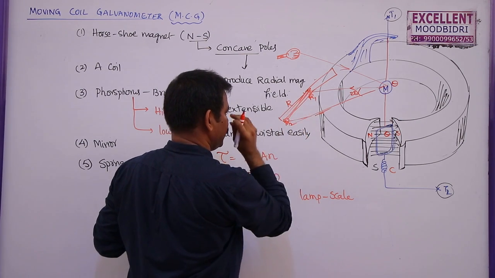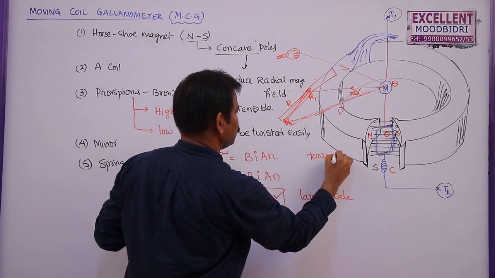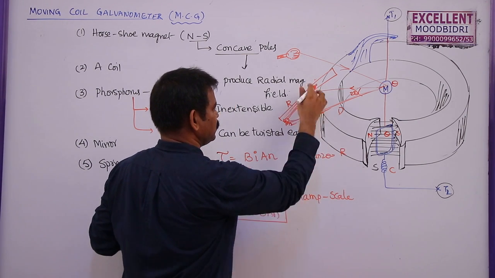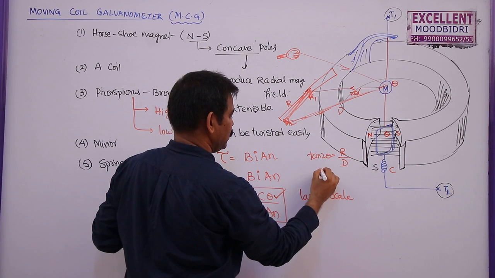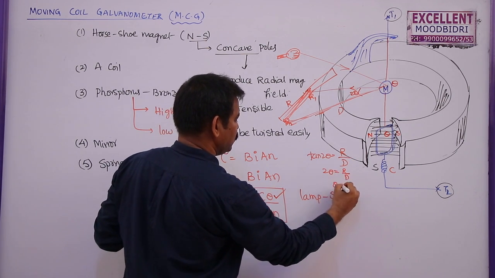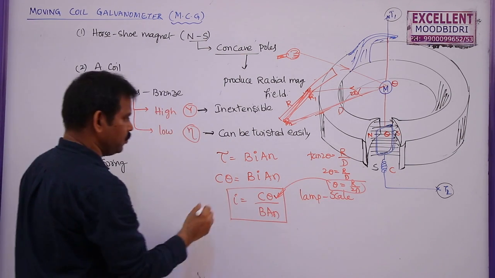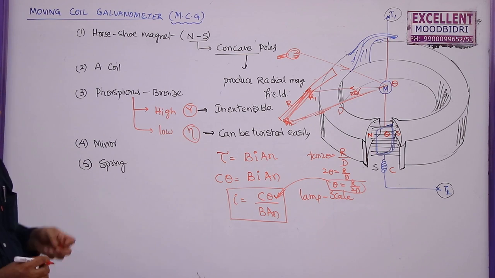So the reading R, this is the distance between these two, D. Tan 2 theta is equal to R2 minus R1, or R by D. If theta is very small, 2 theta can be written as R by D. Theta is equal to R by 2D. By substituting this theta here, we can find out the amount of current flowing through a moving coil galvanometer.